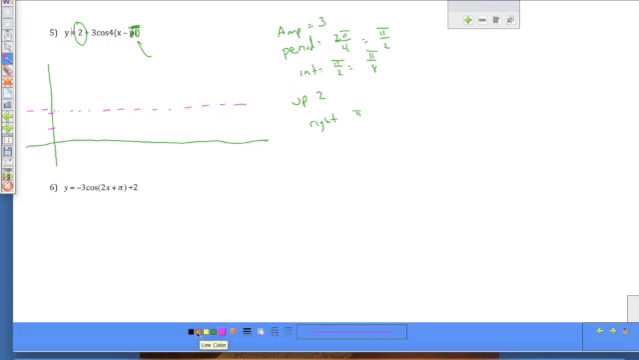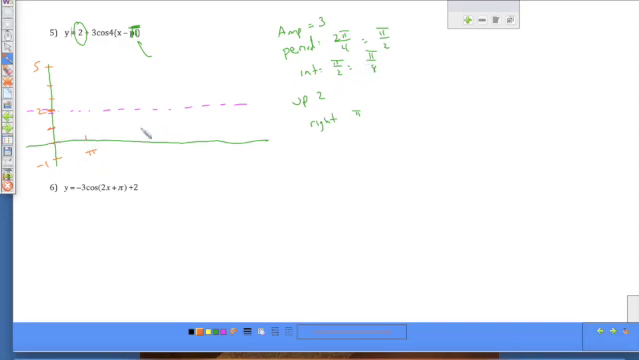Amplitude is 3, so we are going to go up 3 and down 3. So we're going down to negative 1, up to 5, and our axis is at 2. And we're shifting it right pi units. So I'm just going to start at pi. I'm not going to make you label everything in between 0 and pi.